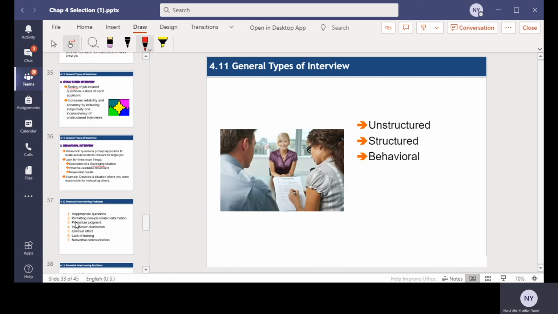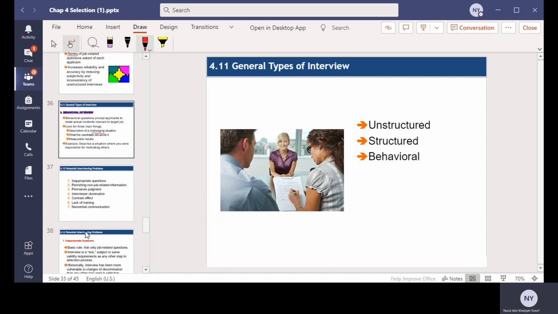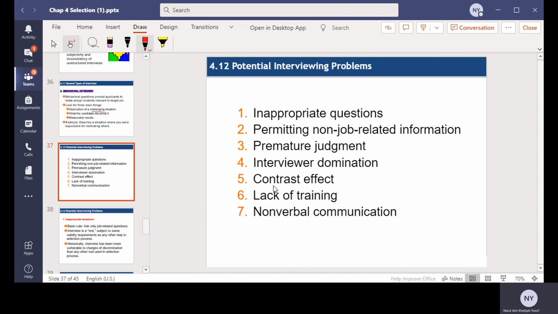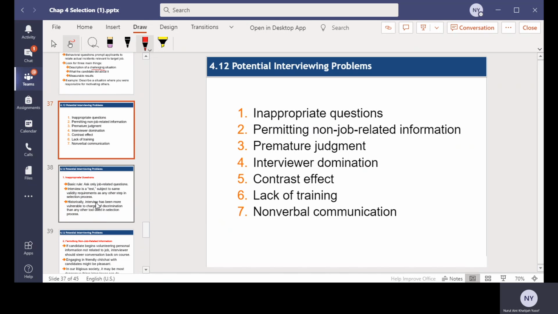Okay, and the last part of this chapter is on this. These are the potential interviewing problems that might happen. So the problem can be from the interviewer. Again, the interviewer is the manager who asks the question. Or the problem can also be from the interviewee, the candidates, those who attend the interview. So there are around 7 common problems that might happen.